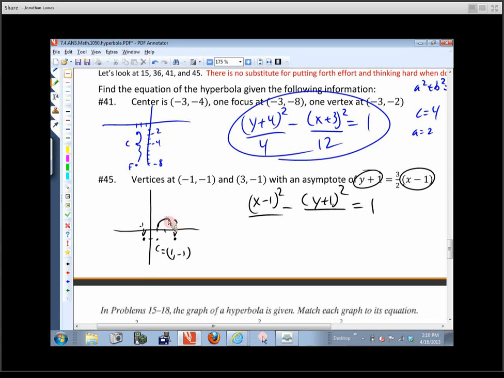From here to here, 2 units. That's in the x direction, so that's how far I go. What do I put underneath the x? I put 4, because I square that. So I'm going to put a 4 right here.